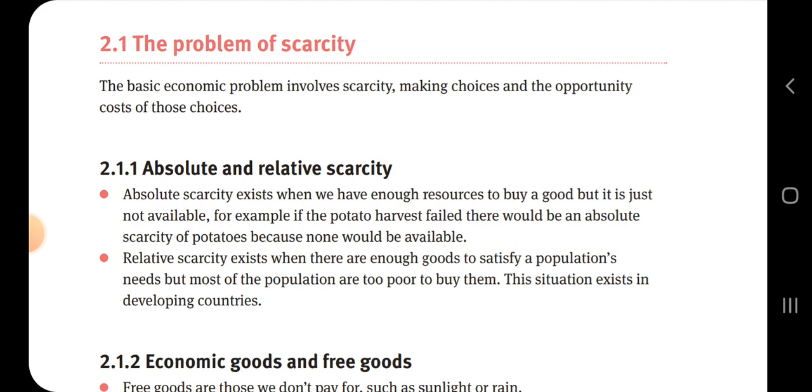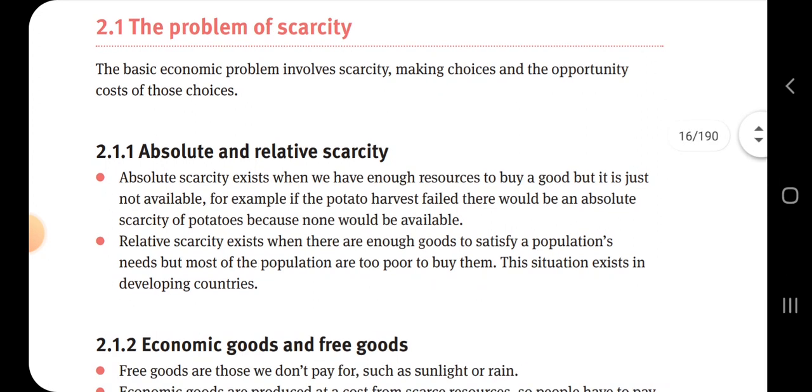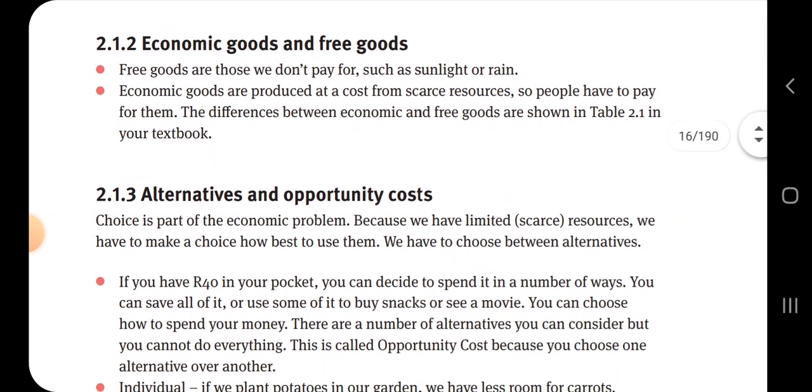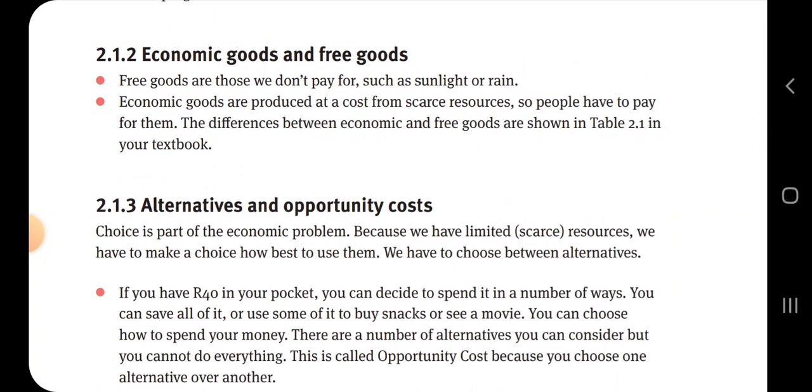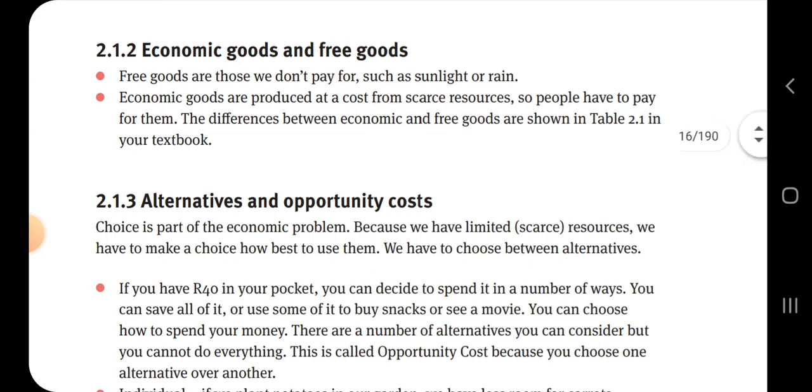And then we have relative scarcity. It exists when there are enough goods to satisfy a population's needs, but most of the population are poor. So there is food, there is maize, but people are not able to afford it. That is relative scarcity. And then let's talk about economic goods and free goods. Free goods are those we don't pay for. Anything we don't pay for, like sunlight, rain, is a free good. And then economic goods are produced at a certain cost. So free goods we do not pay for, but economic goods we pay for, electricity, maize mill, and so on.